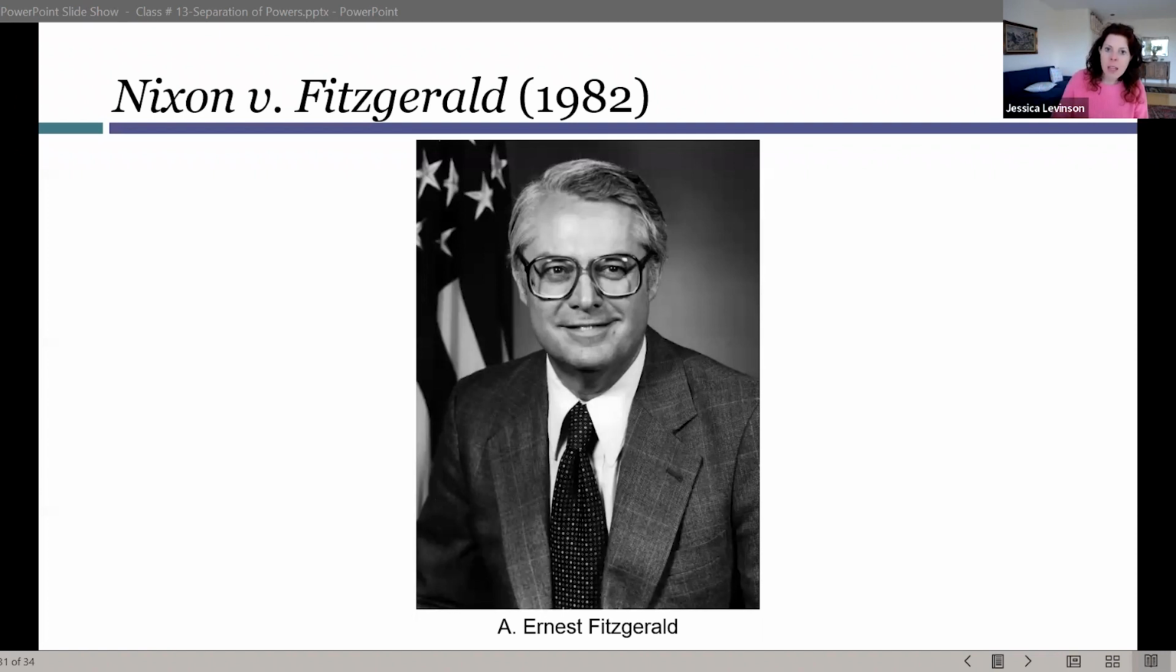So again, we're really trying to focus on this difference between suing a president based on official acts and suing a president in his individual capacity. Here, because Nixon is sued in his official capacity, it means that he has absolute immunity according to the court.